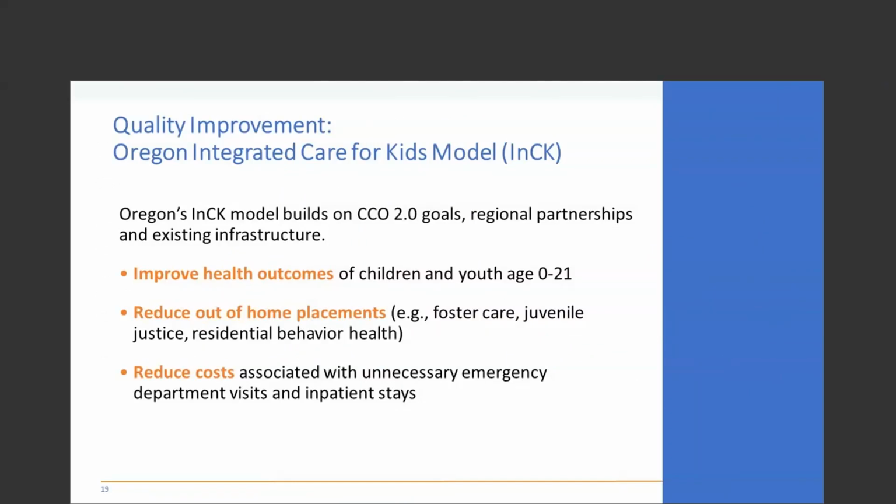Moving from measurement to quality improvement, I'm going to highlight a key project in Oregon's prevention and early child work. This is the Integrated Care for Kids, the INC model. It's a cooperative agreement that OHA received from the Center for Medicare and Medicaid Innovation, CMMI, at CMS. Oregon is one of 8 state partnerships in this endeavor. The overall goal of INC is to improve health outcomes of children ages 0 to 21, reduce out-of-home placement, and reduce costs associated with unnecessary inpatient and/or ER visits. Next slide.